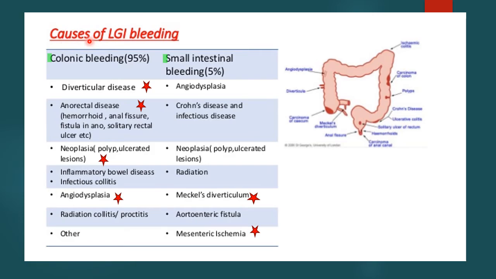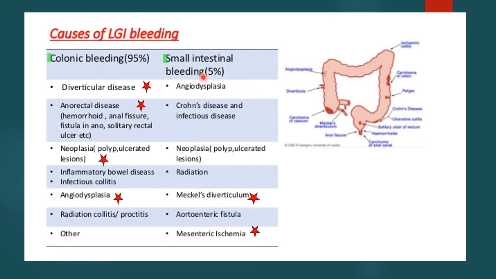This table lists the common causes of lower GI bleeding according to the site. Colonic bleeding accounts for 95% of the bleeding cases, with diverticular disease, anorectal diseases, especially hemorrhoids, neoplastic lesions, polyps and cancer, and angiodysplasia being the most common 4 conditions as a cause of lower GI bleed.